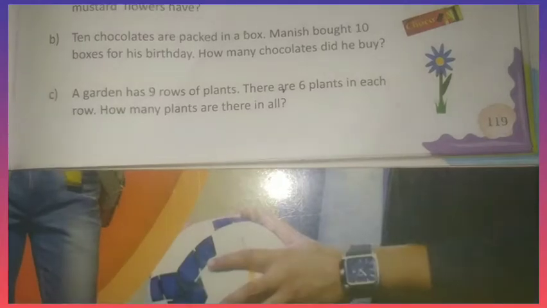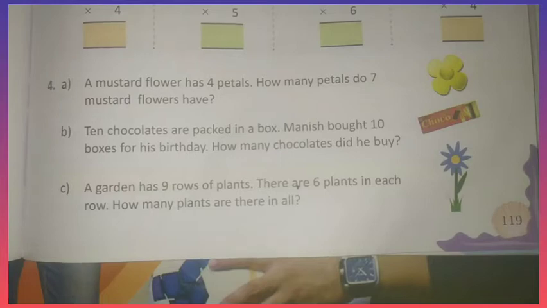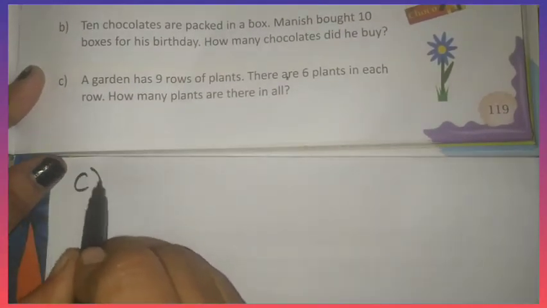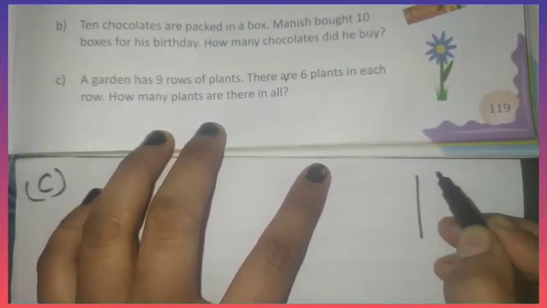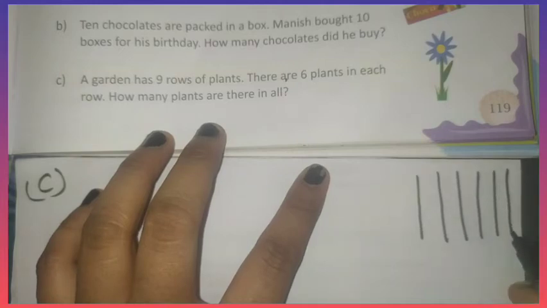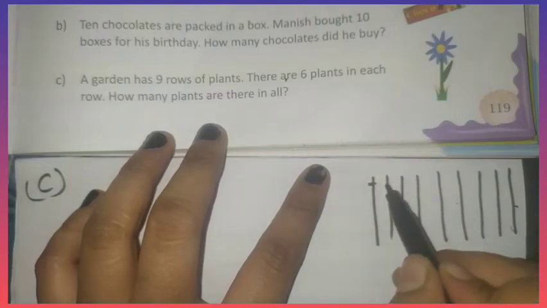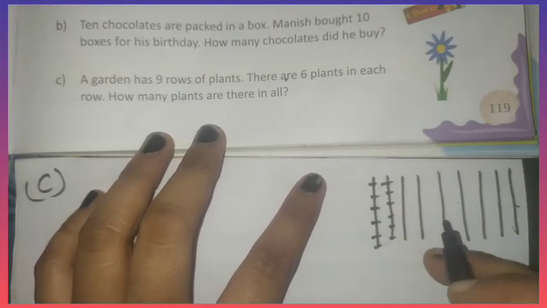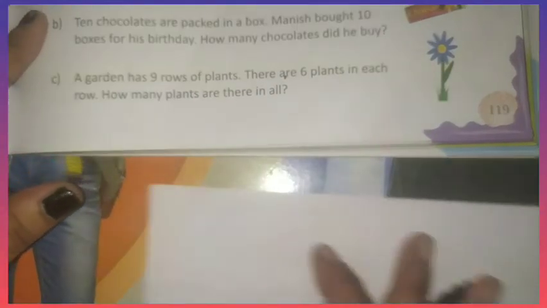Now look at C question. A garden has 9 rows of plants. There are 6 plants in each row. How many plants are there in all? Okay. Now look at C answer. A garden has 9 rows of plants. Rows like this. 9 rows are there. 1 2 3 4 5 6 7 8 9. In that each row has 6 plants. Okay, 6 plants are there. We have to find the total number of plants. Okay, don't draw this in your fair notes. Look, I will explain here.